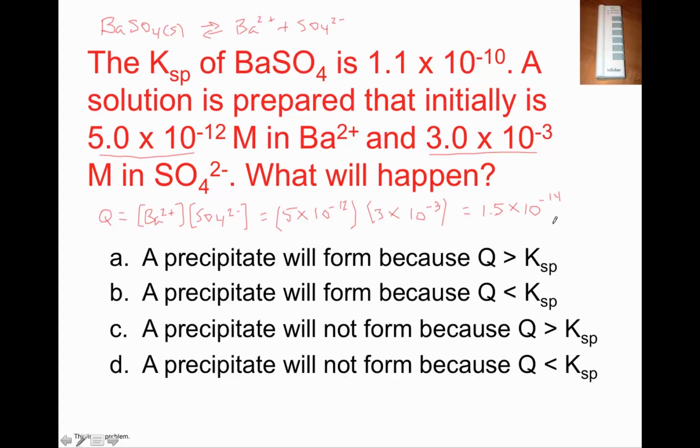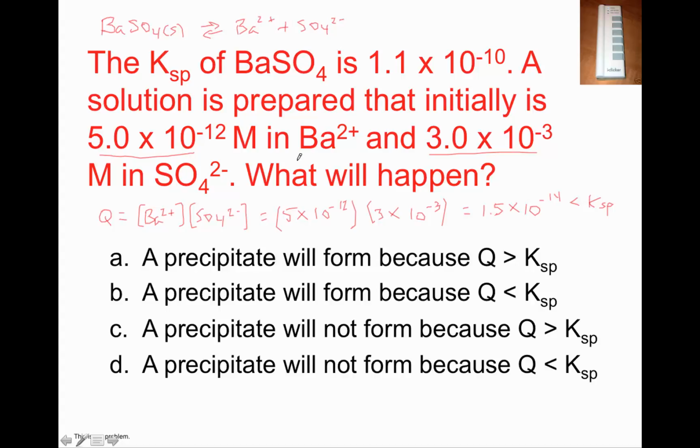And so Q now, this value right here, is less than Ksp. What that means is that to get to equilibrium, Q has to get bigger, because Q is going to keep getting bigger in this case until it gets to Ksp, and then we're at equilibrium. So that means more material could dissociate.